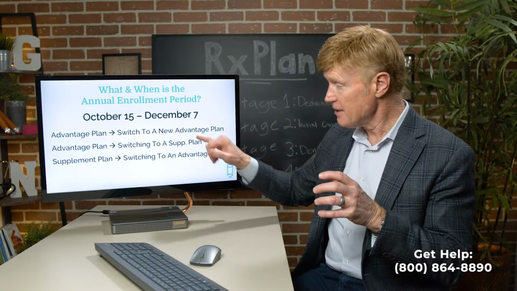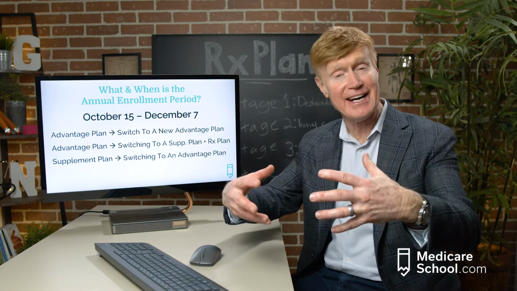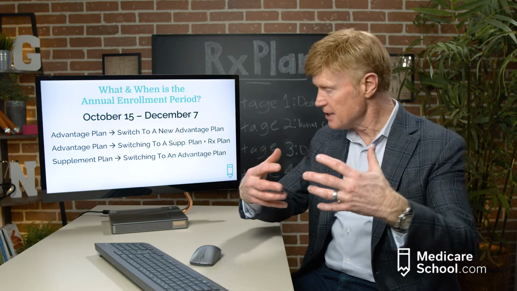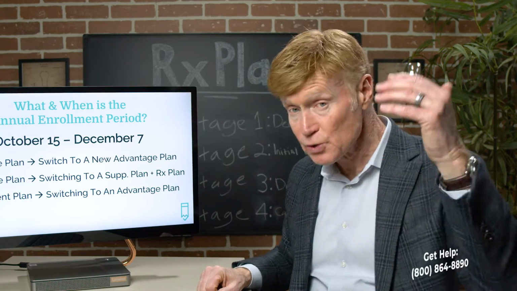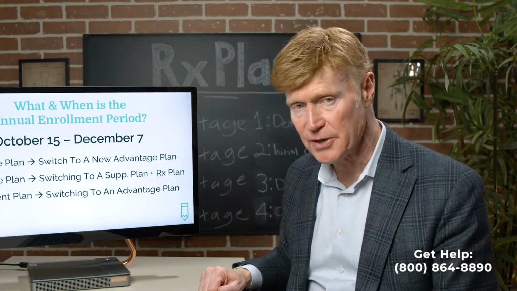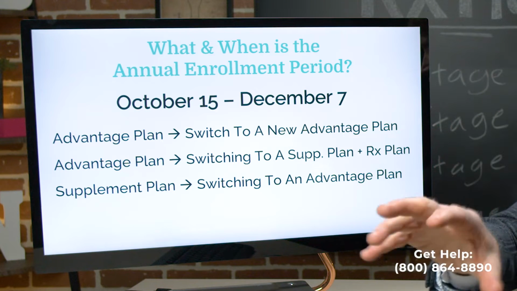Okay. Now, again, like we said up here, going to an Advantage plan, it has to be available in your service area, within your physical address location. And as long as it's available and you're enrolled in A and B, you can make that switch, no underwriting whatsoever. Now, that supplemental plan that you're on will take you through December 31st.